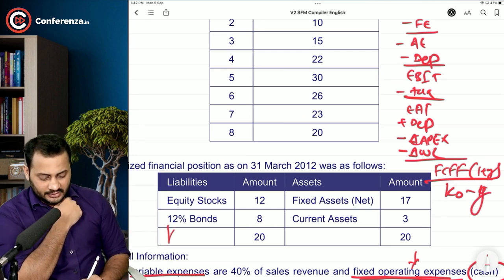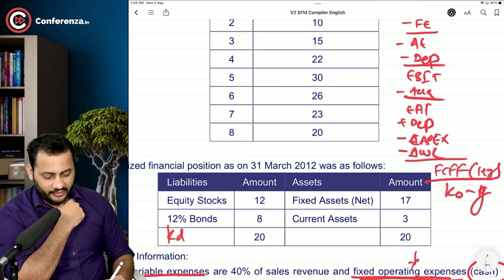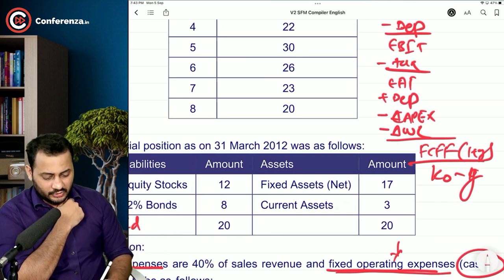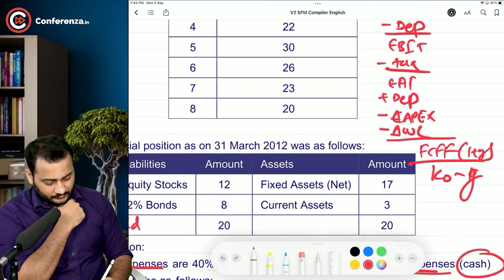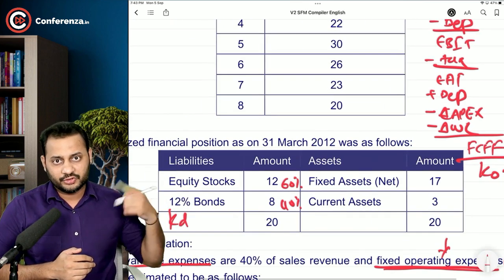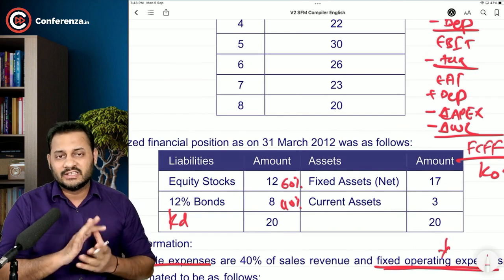Cost of debt is this KD 1 minus tax into weight. So you can see 12 is the equity, 8 is the bond. So can I say this is 60% and this is 40% of the total. So we have the weights, we have cost of equity on the next page, we have cost of debt here, we have tax also. So WACC is quite easy.